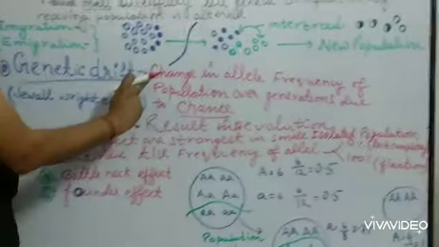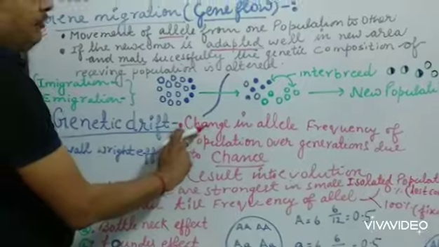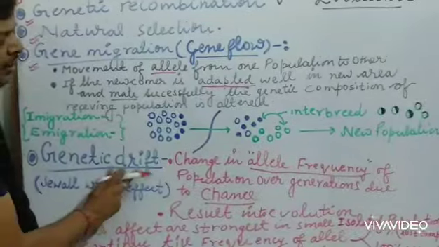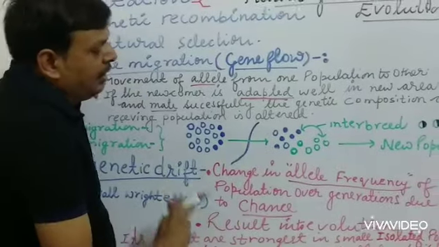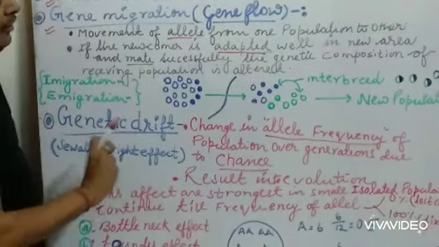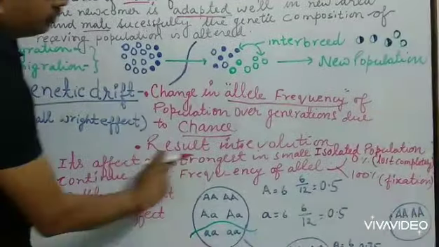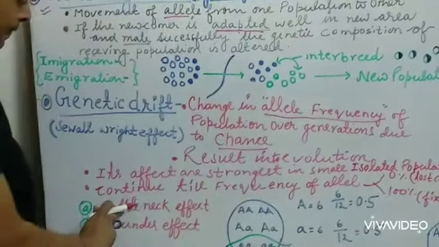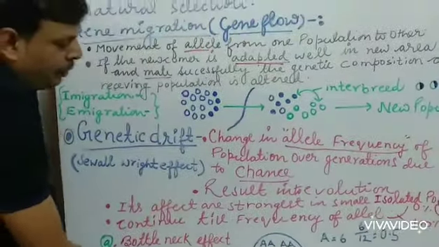What is genetic drift? It is a change in allele frequency of a population over generations due to chance. When the frequency of an allele in any population changes, we use the term genetic drift. Genetic drift works in both large and small populations, but it affects small isolated populations more strongly. Its effects are strongest in small isolated populations, and genetic drift results in evolution. Genetic drift is further studied in two different ways: the bottleneck effect and the founder effect.